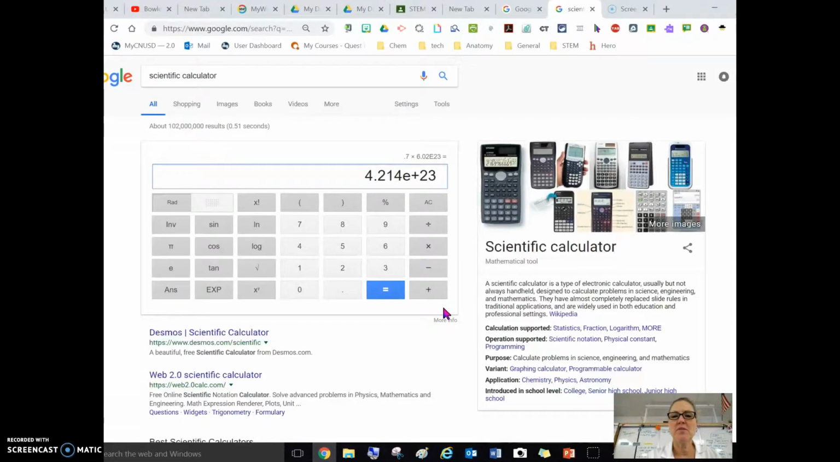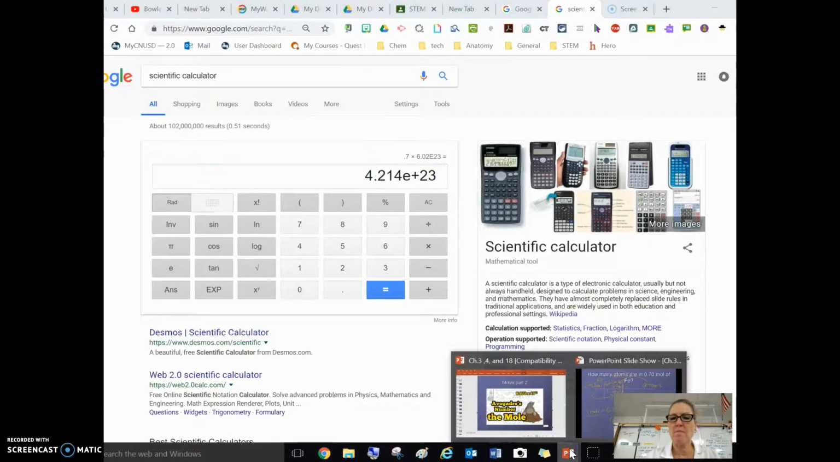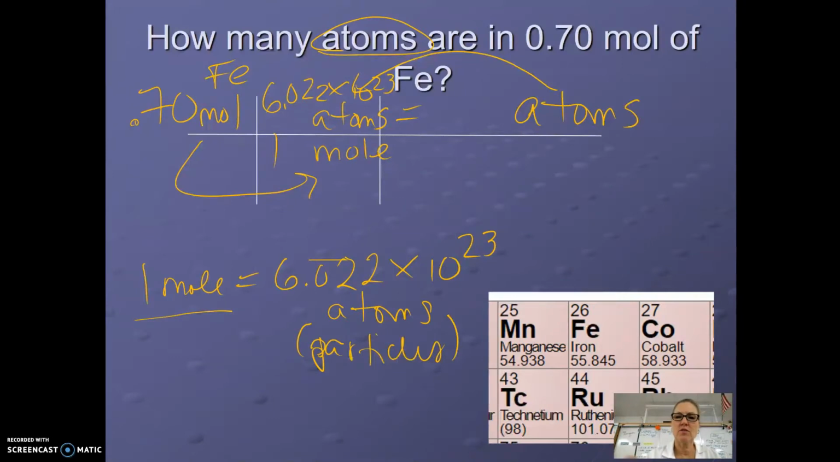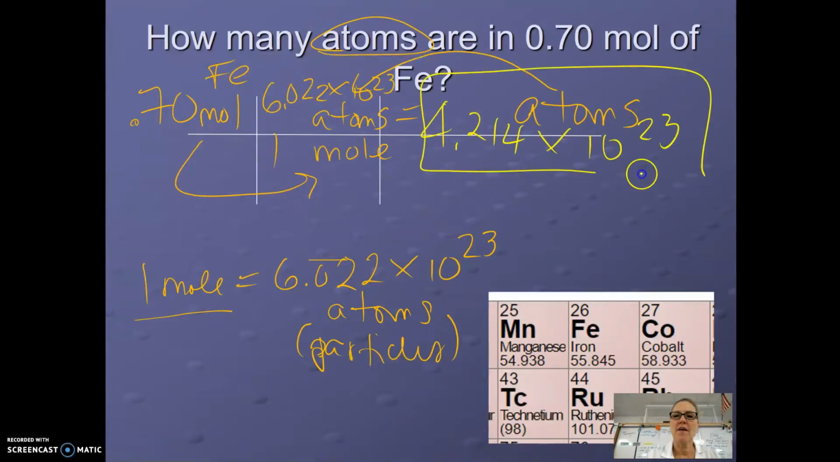4.214 times 10 to the 23rd. And that's how you do a problem with atoms.